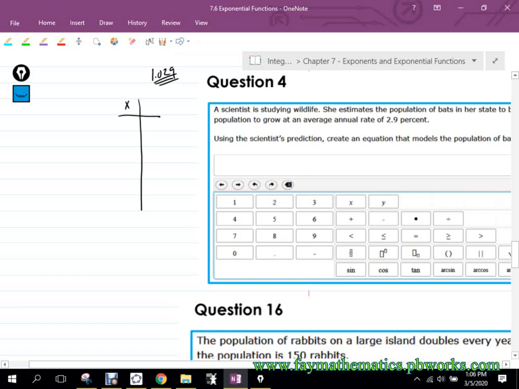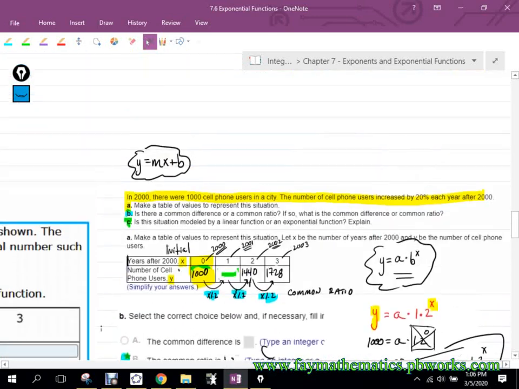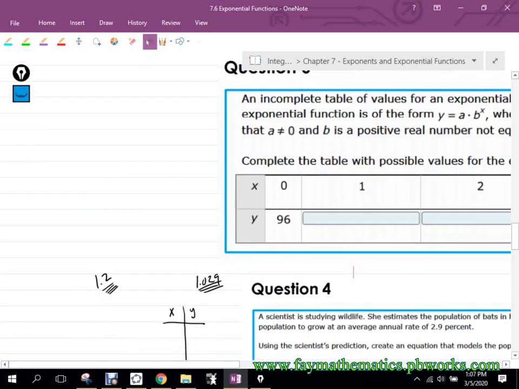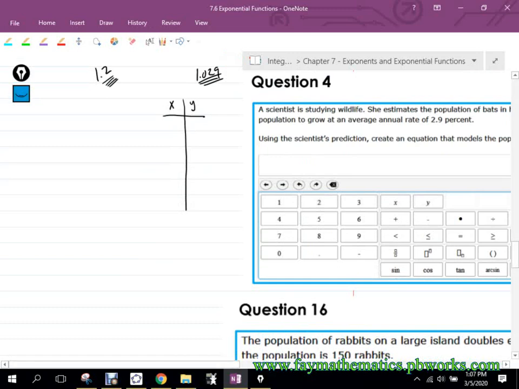So, think about the last question. Wasn't our common ratio 1.2? Where did that 0.2 come from in the question? The 1.2 came through dividing the successive y values, right? But look at the 20%. The 20% is what was actually contributing to that 0.2. Does that make sense? So, at time 0, she is going to estimate that she has 270,000 bats in her population, right?